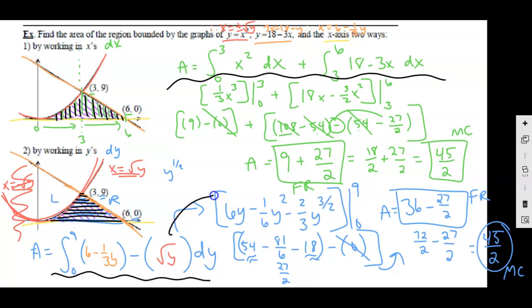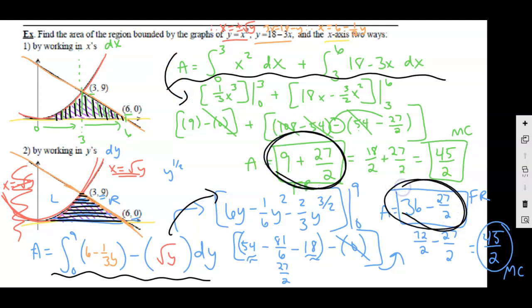How you integrate them, the actual calculus that you do, that's different. Even if you were to look at this second to last step, they look different. 9 plus 27 over 2 looks different than 36 minus 27 over 2. But if we were to get to the same final singular answer, would we get the same answer at the end? 45 over 2, 45 over 2, yes.